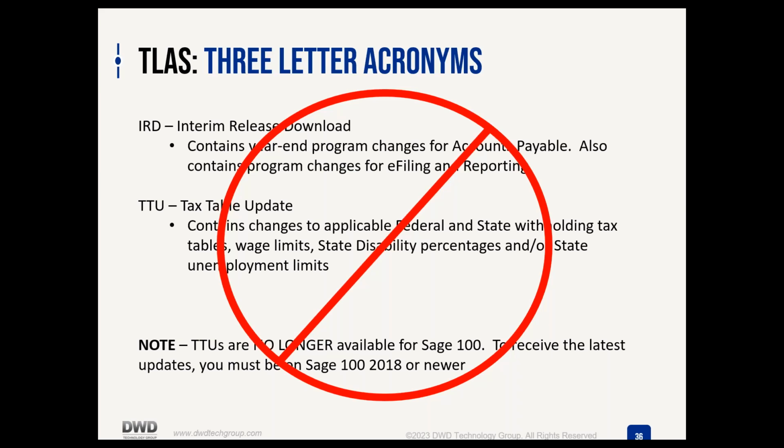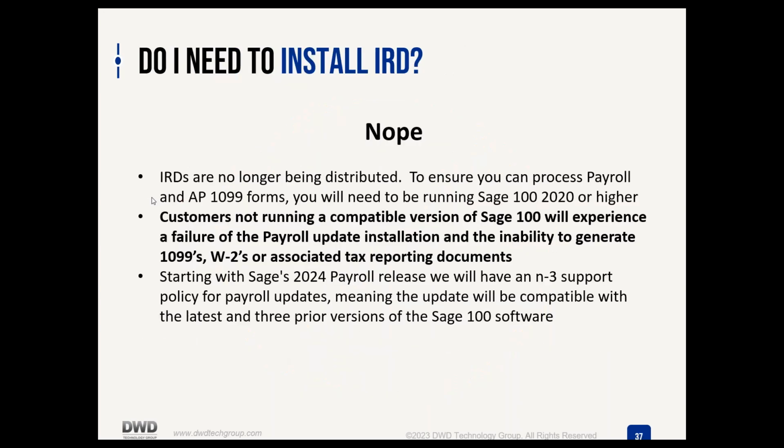You need to be on a current version of Sage 100, and you need to download the actual payroll update. So do we need to install the IRD? Nope, no more. It doesn't exist. If you are not running a compatible version of Sage 100, you will not be able to install the payroll update, and you will not be able to generate your 1099s, W-2s, or any other associated tax reporting documents.